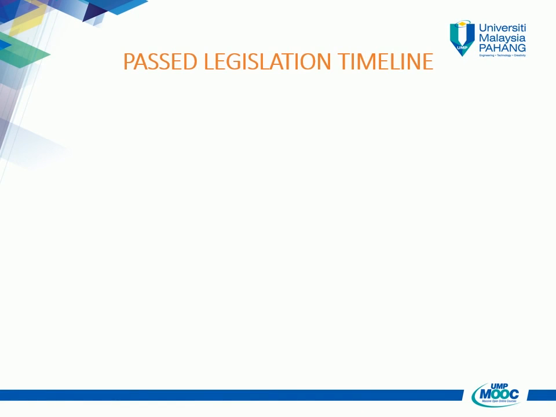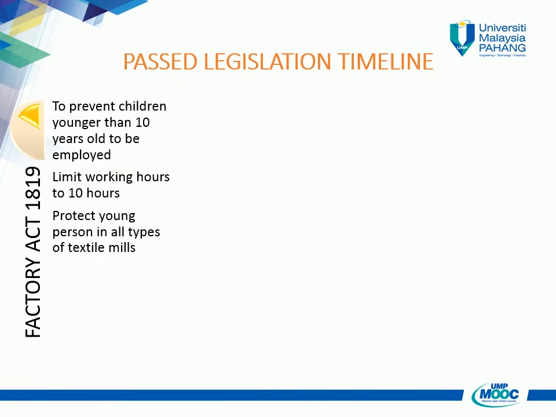The first passed legislation was the Factory Act in 1819. It comes with a restriction of children younger than 10 years of age to be employed, to limit the working hours to 10 hours maximum daily, and to protect young persons in all types of textile mills.